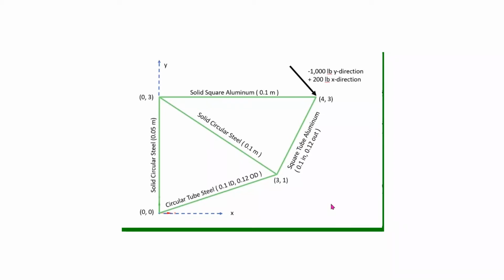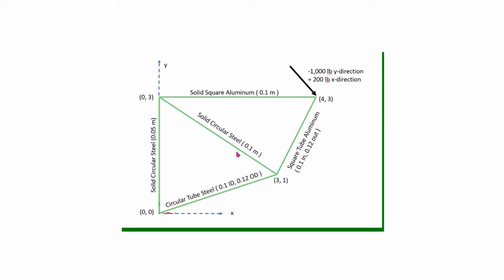Welcome to another tutorial in Ansys Workbench. In this tutorial, we are going to perform a stress and deflection analysis of a simple 2D truss. The truss is made of 5 members as shown. The members are made of steel or aluminum and all have different cross sections as shown.